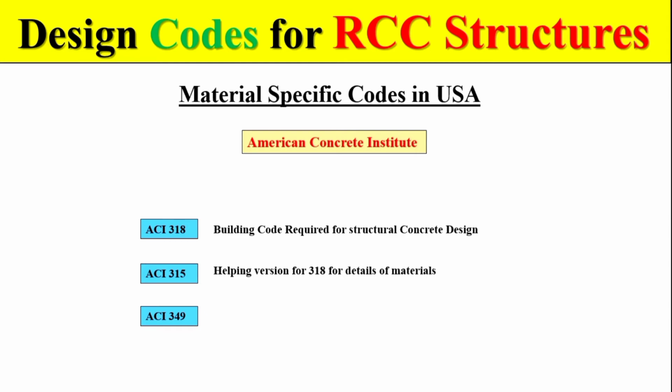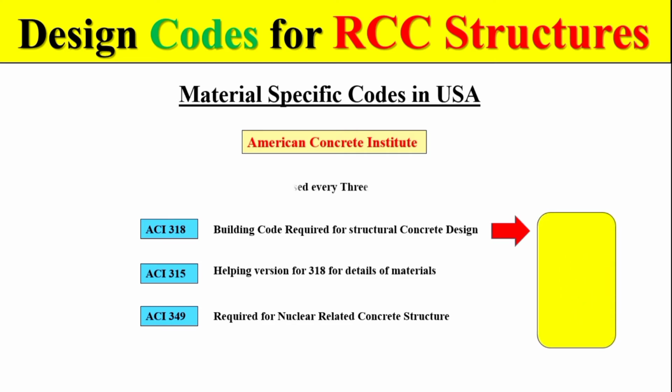It is basically the helping version of ACI 318. If some of the data is missing in ACI 318, we use ACI 315 for more detail of the material. While ACI 349 is used for nuclear related concrete structure, it is not used for normal concrete. Also remember, basically these three codes are revised every 3 years.